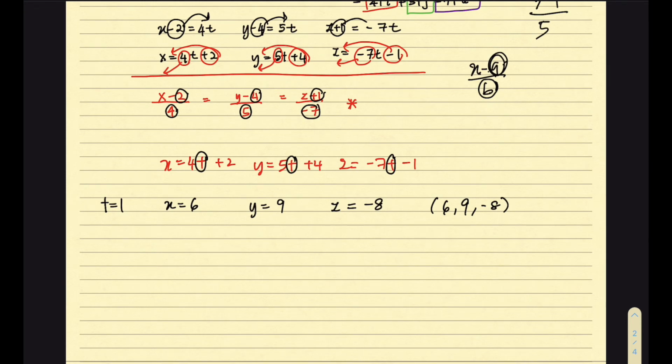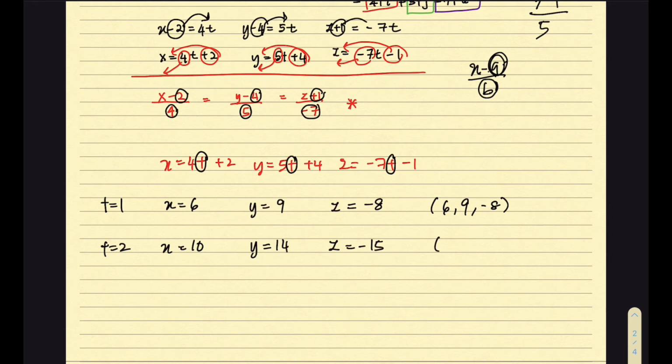So let's substitute t equal to 2 as well. It doesn't matter what t equals, because t is a scalar, any scalar will do. Okay, so just substitute t equal to 2 into the parametric equation. So let's say t equal to 2 here. So 2 times 4 is 8, 8 plus 2 is 10. So you have x is equal to 10. So for y, when t is equal to 2, you have 5 times 2 is 10. 10 plus 4 is 14. So your y is equal to 14. Okay. And for z, when your t is 2, negative 7 times 2 is negative 14. Negative 14 minus 1 is negative 15. So your z is negative 15.